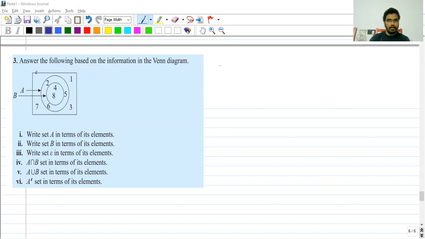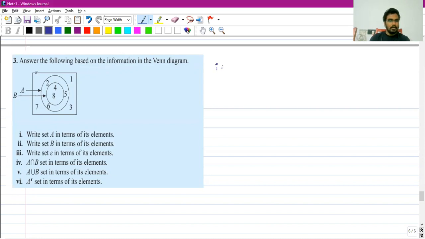First one, write set A in terms of its elements. Set A means this large circle, so all this shaded part is included in set A. We can write the elements: A is equal to 2, 4, 5, 6 and 8. Shall we see? 1, 2, 3, 4, 5. Yes, 5 elements are there. So this is the answer for the first one. B: we have to write the elements of B. This small circle is set B, so it is only 4 and 8.